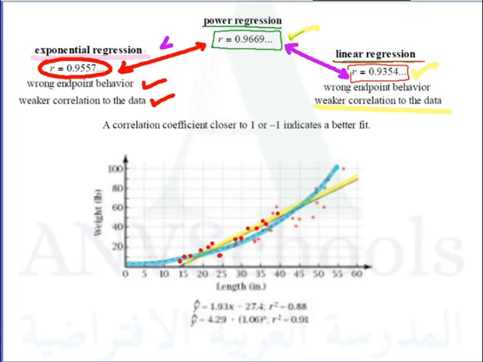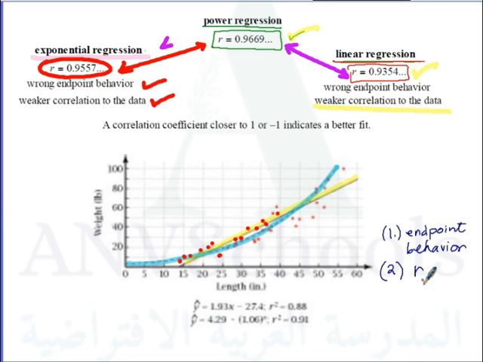First, we have to look at the endpoint behavior, and secondly, we have to compute the correlation coefficient R. Those are the requirements. If your R gives a better correlation coefficient, meaning a stronger, higher coefficient, then that is the best fitting regression function for the graph.